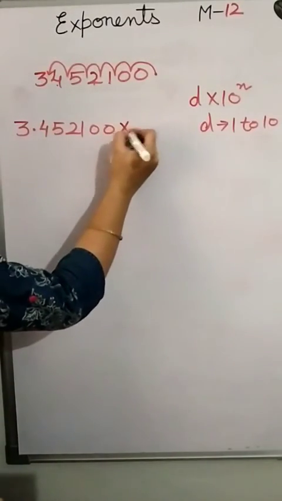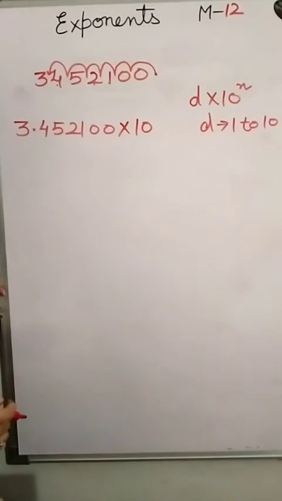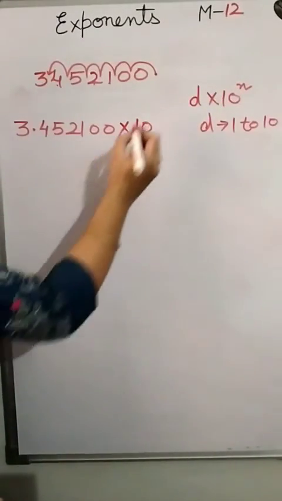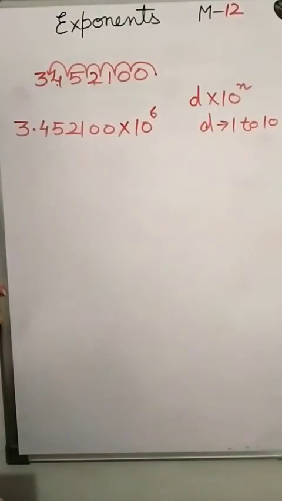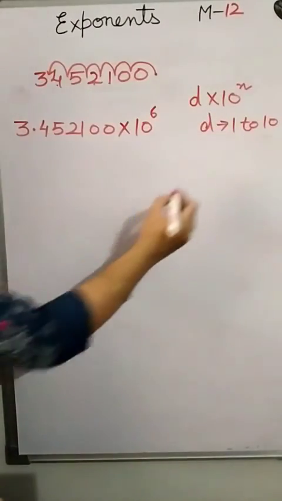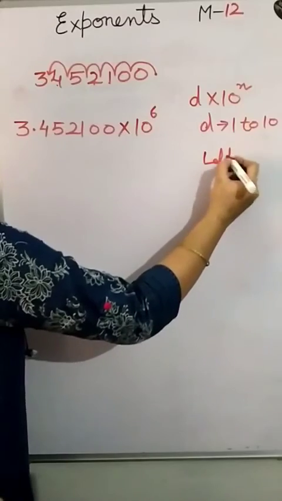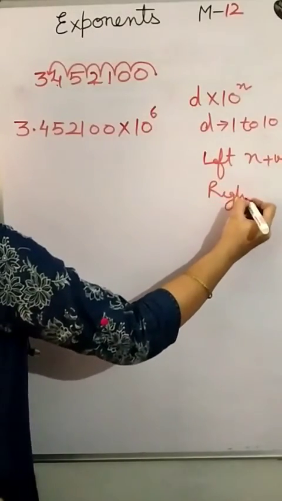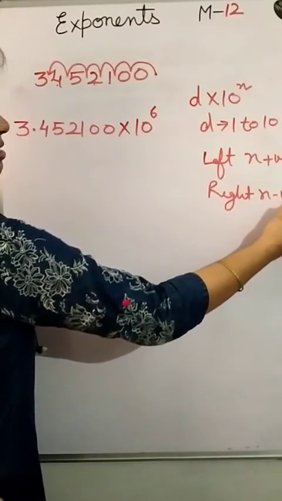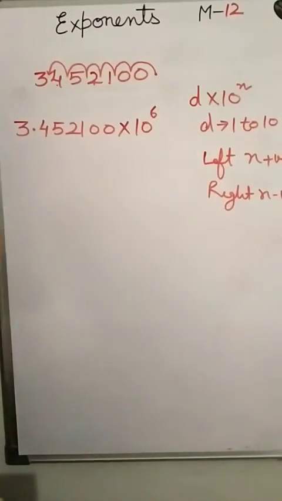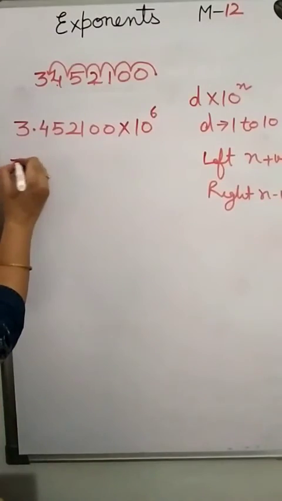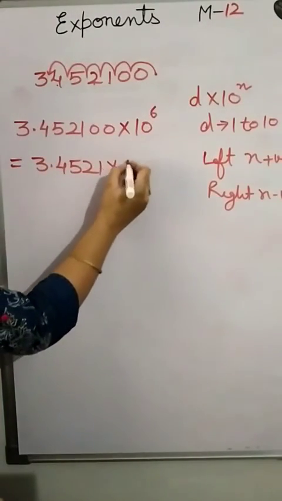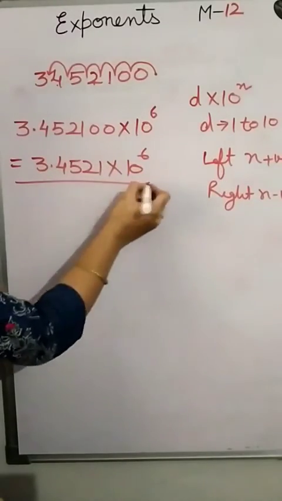6 places. So we write down 10 to the power, because we are shifting to left hand side. It means n become positive. So, 10 to the power 6. Whenever we are shifting to left, so n is positive, and right, n is negative. So it is the answer of this question, and or this you can write 3.4521 into 10 to the power 6. This also you can write.